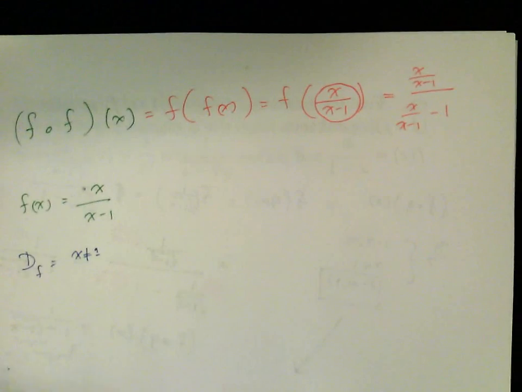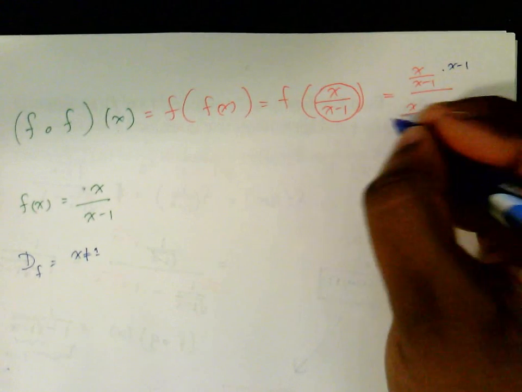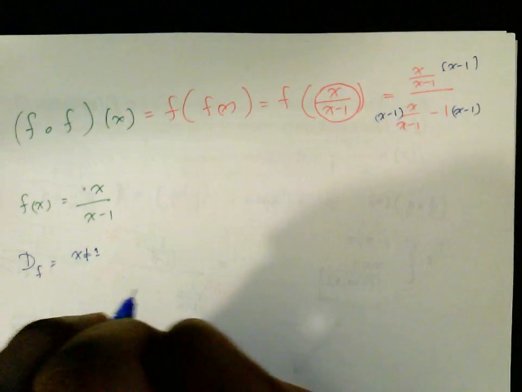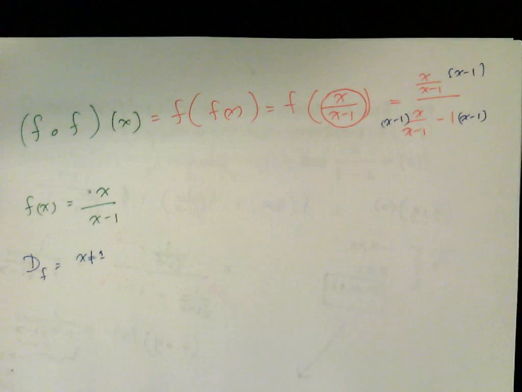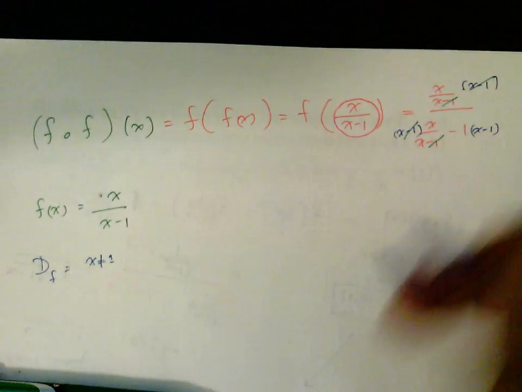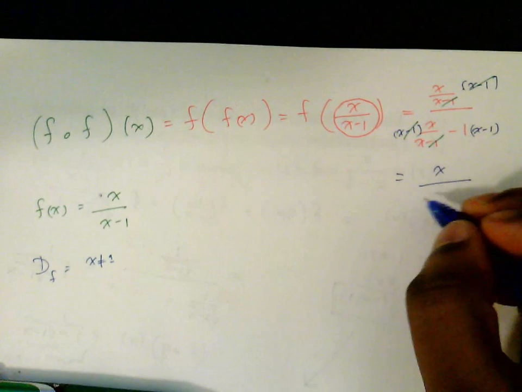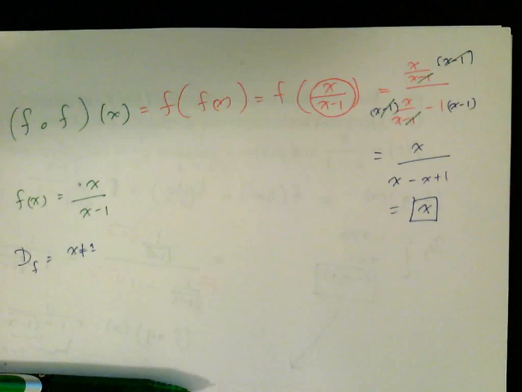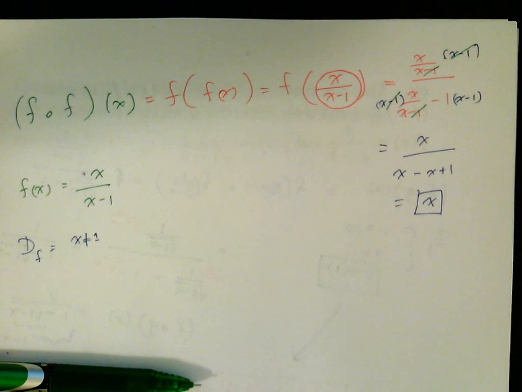Now that's a complex fraction. So times x minus 1 here, x minus 1 here. So now you can see how things cancel off. So you get x divided by x minus x plus 1, that is just x. So yeah, I mean it is fast. You can just slow it down, or you can just look at it and see it for yourself how I did that, but I ended up with x.